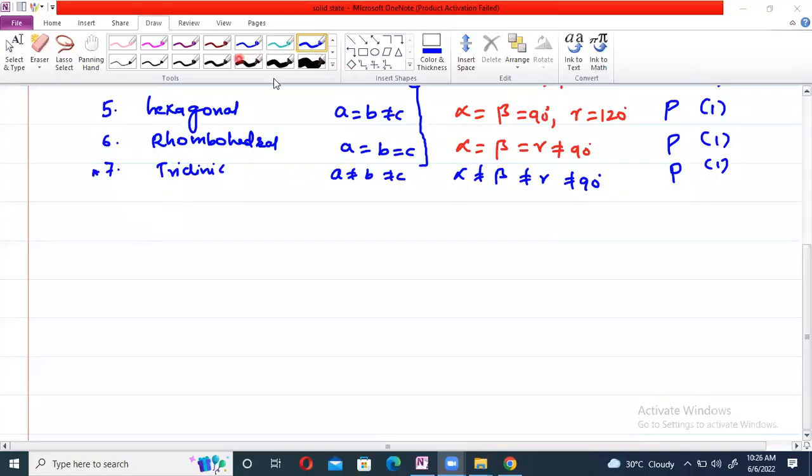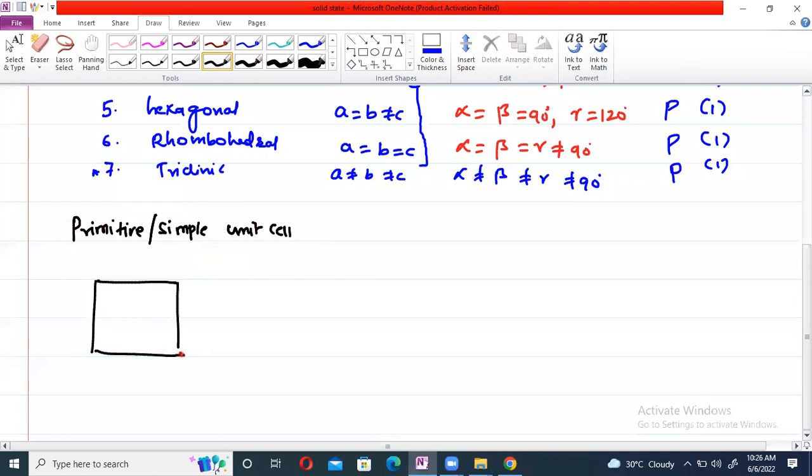Suppose I want to go with a primitive unit cell. A primitive unit cell is also called a simple unit cell. A simple unit cell means it is a cube and the constituent particles, that is atoms, molecules, or ions, are present only at the corners of the cube. Means in the primitive, atoms are present only at the corners: 1, 2, 3, 4, 5, 6, 7, and 8.